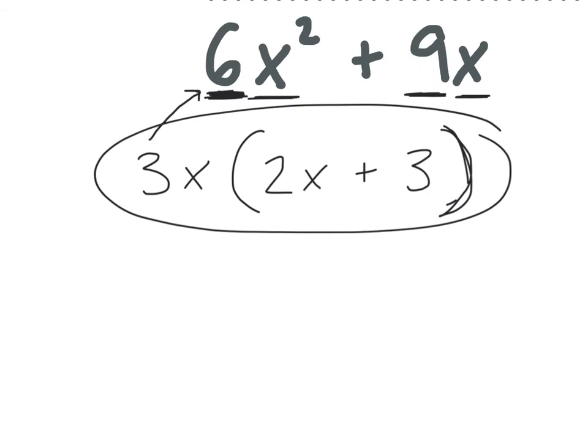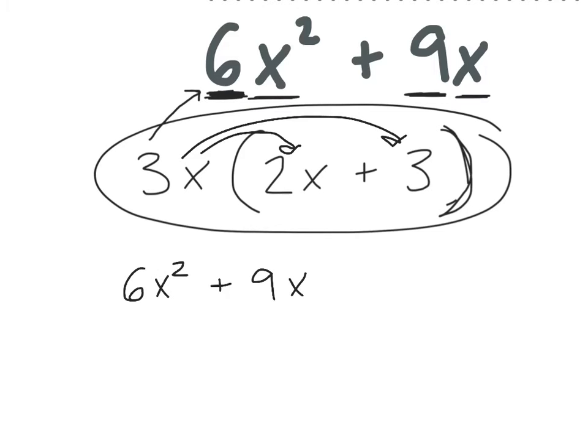Yeah. So in order to see if we did this right, we can distribute the 3x to what's inside the parentheses. So it's 3x times 2x, 6x squared. And what's 3x times 3? 9x. So we got the same thing as our original. So we know we did it right.